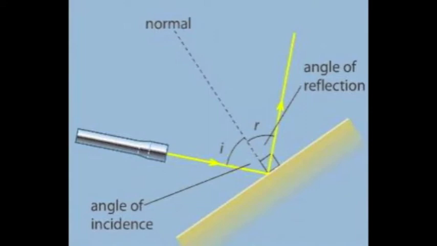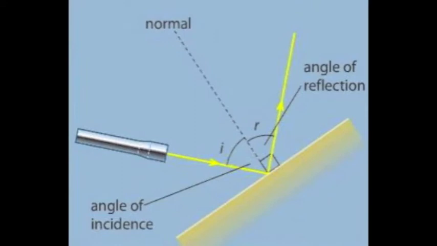The diagram shows light striking a flat surface. The angle at which the ray meets the surface, the angle of incidence, is the same as the angle at which it leaves the surface, the angle of reflection. This is the law of reflection.